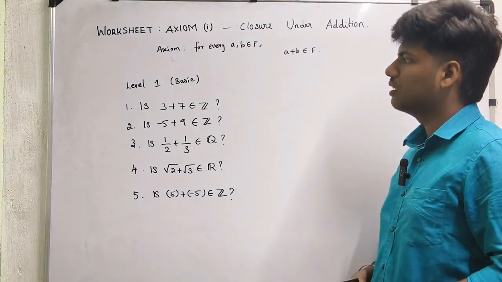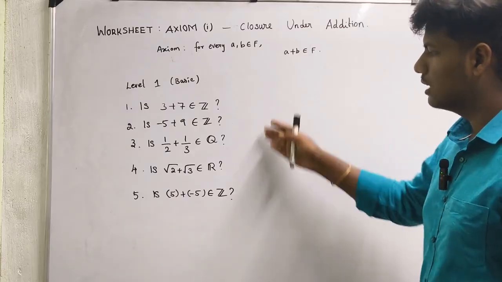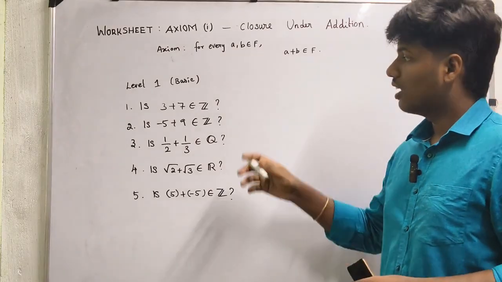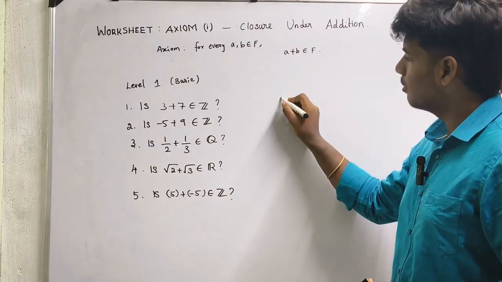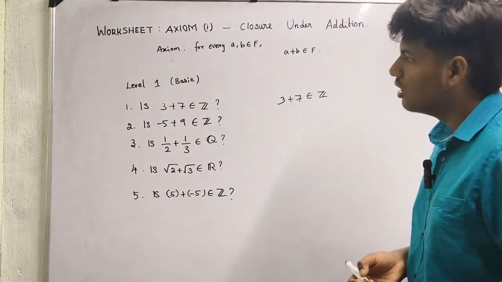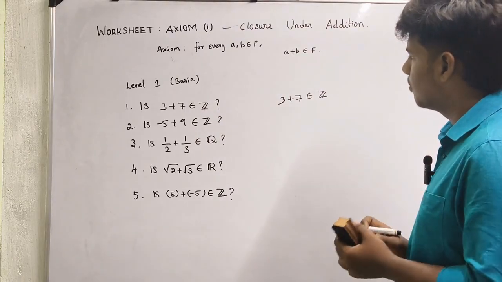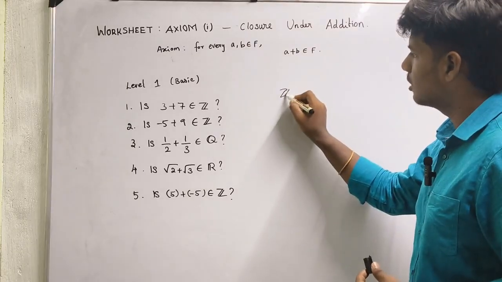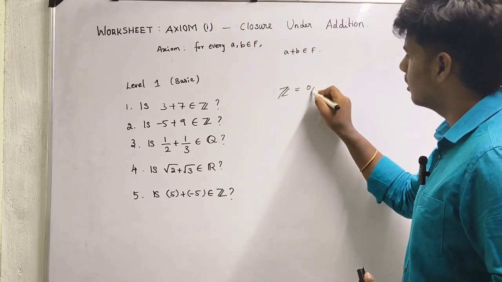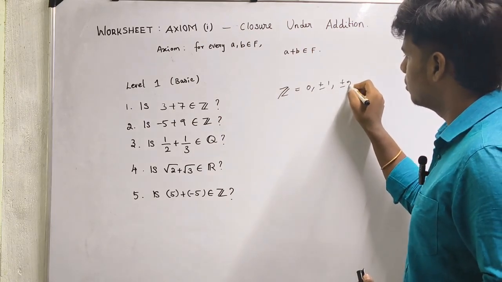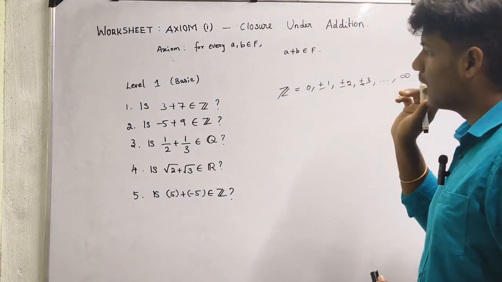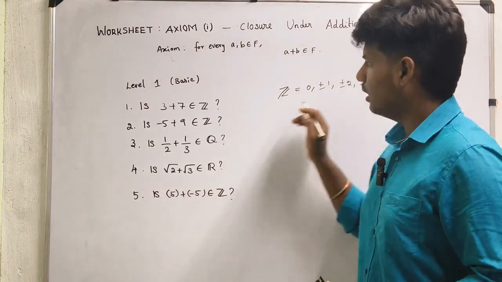So our first level is proving these 5 questions are closure under addition. The first question: is 3 plus 7 an integer or not? We know very well what an integer is. Integers contain 0, plus or minus 1, plus or minus 2, plus or minus 3, and so on up to infinity. So 3 and 7 are in there.